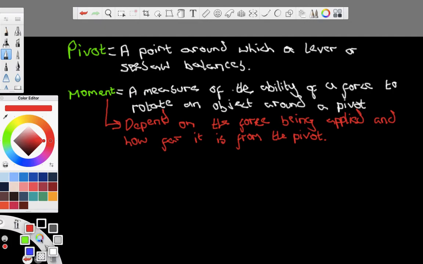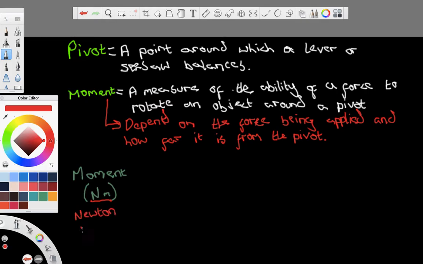Now there is a calculation for moments. So if we can get a different colour to use, a moment, M-O-M-E-N-T, which is measured in Newton meters, so capital N for Newton, M for meters, so that stands for Newton meters, is equal to the force being applied. Force is always measured in newtons.